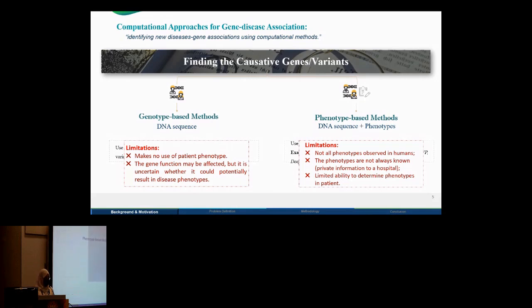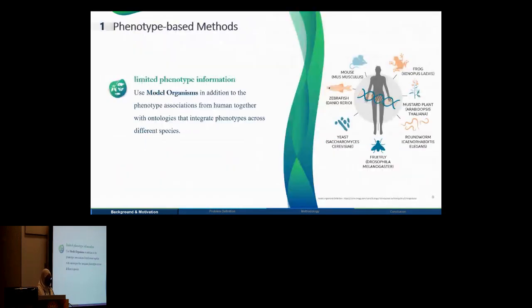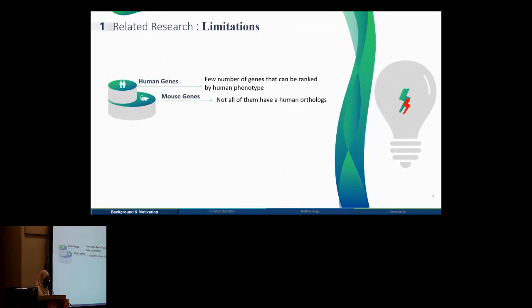And to overcome this limitation, a new group of research emerged to incorporate mouse and other model organisms. Although they demonstrated some success, there are still some limitations. So the limitations of the current state-of-the-art approaches are summarized as follows. First, we face the limitation of incomplete knowledge about human phenotypes, and while using mouse model organisms increases our knowledge about these phenotypes, still not all the genes have human orthologs in mouse.